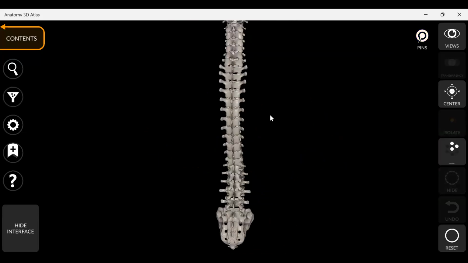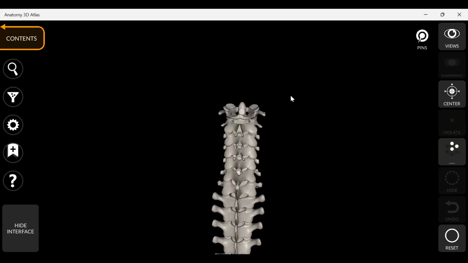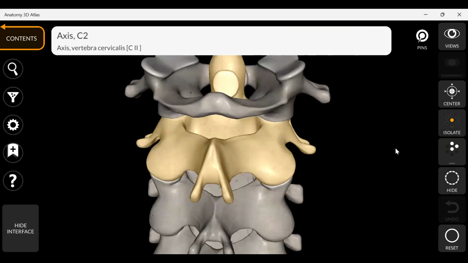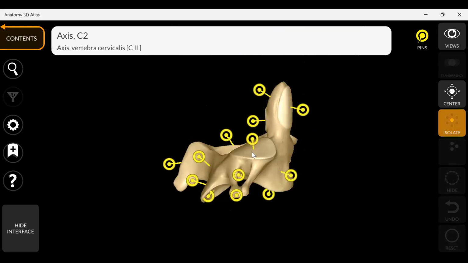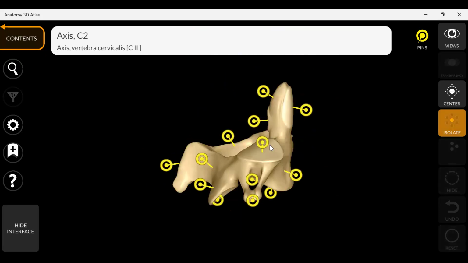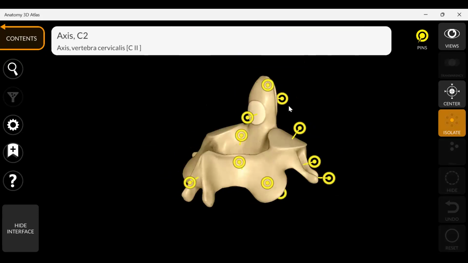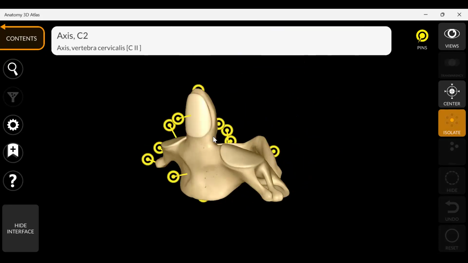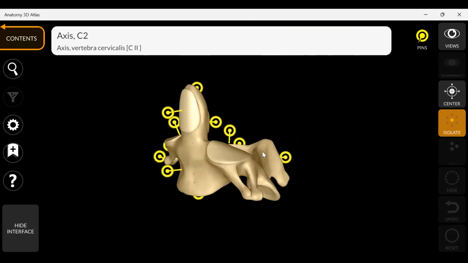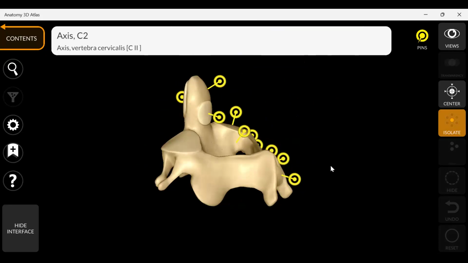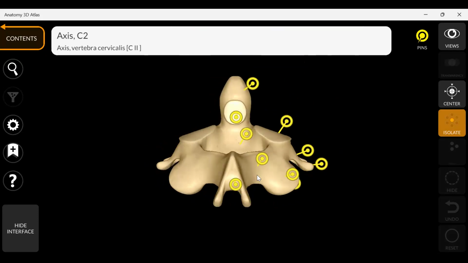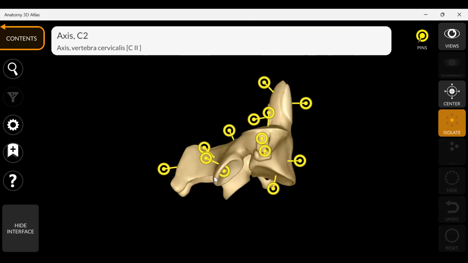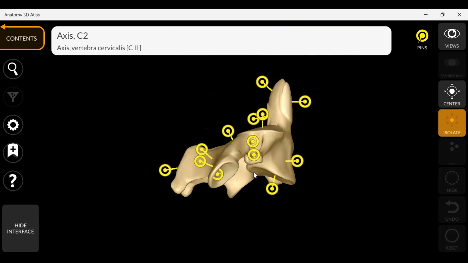And if we look at the axis, which is known as C2, it has a process on the anterior side which attaches with the process of C1, and this forms a junction. And the first facet joint we see from the lateral side is basically the C2, C3 facet joint.